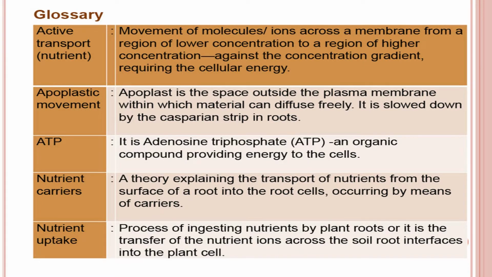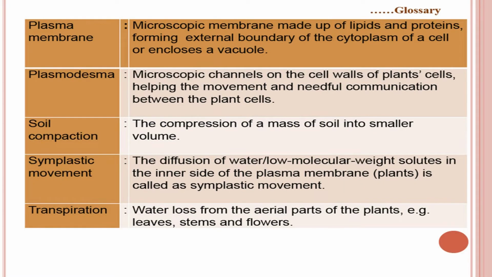The nutrient uptake, process of ingesting nutrients by plant roots, or it is the transfer of the nutrient ions across the soil root interfaces into the plant cell. Next is plasma membrane, microscopic membrane made up of lipids and proteins, forming external boundary of the cytoplasm of a cell or encloses a vacuole. And most of you are aware that in the plant cells, plasma membrane is enclosed by cell wall.